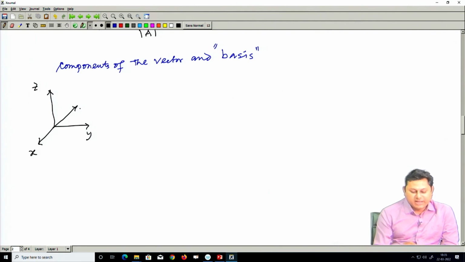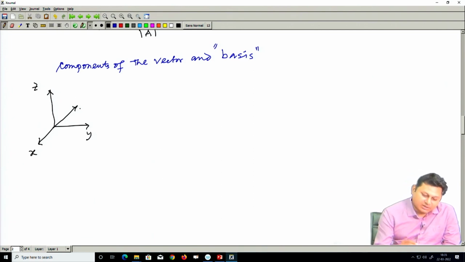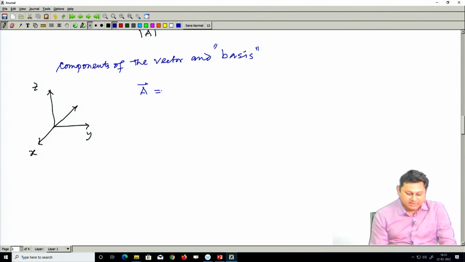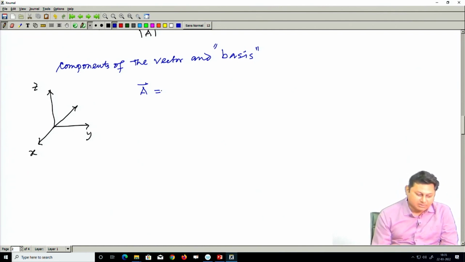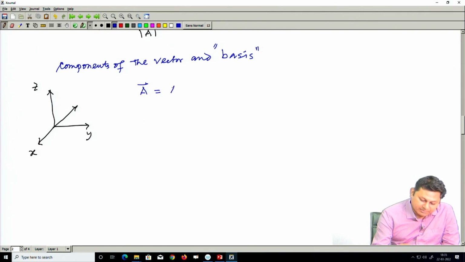Now normally this is a 3-dimensional system, but there is a possibility that I can also imagine the abstract space where more dimensions are possible, still the vector is well defined there. So let us now restrict ourselves to the 3-dimension case. A vector is represented in this 3-dimension coordinate system simply by the combination of the components and basis.